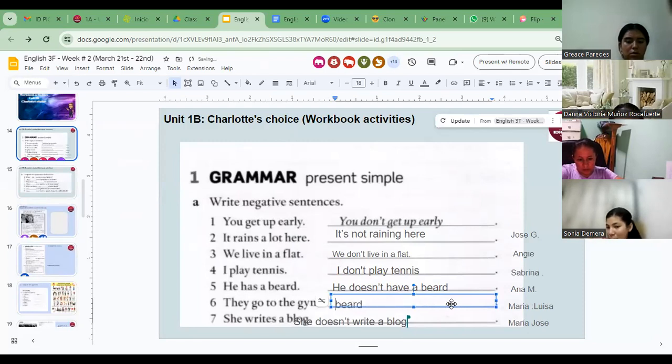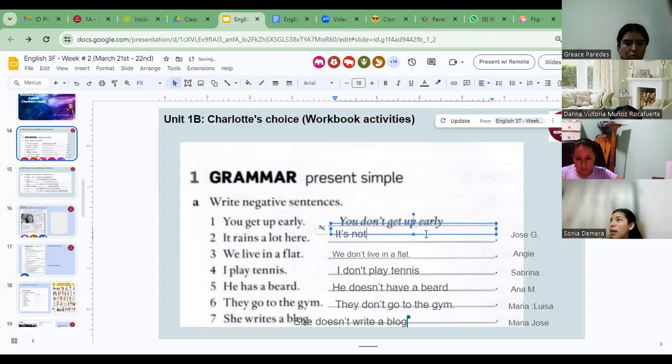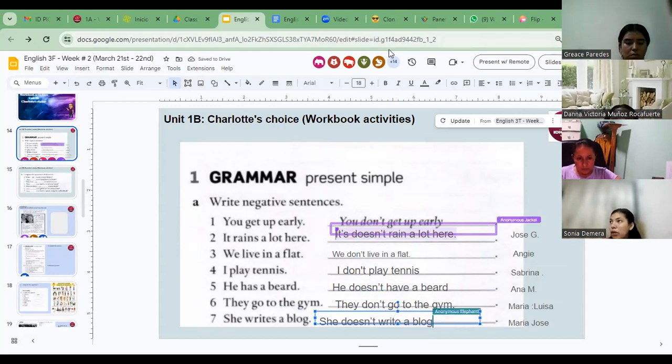So let's do it. So then it should be they don't go to the gym, right? It should be like this. They don't go to the gym. The second one, this is not correct. It doesn't, right? It doesn't rain a lot here. Good. It doesn't rain a lot. We don't live in a flat. I don't play tennis. He doesn't have a beard. They don't go to the gym. And she doesn't write a blog. Good. Thank you. Thank you so much.